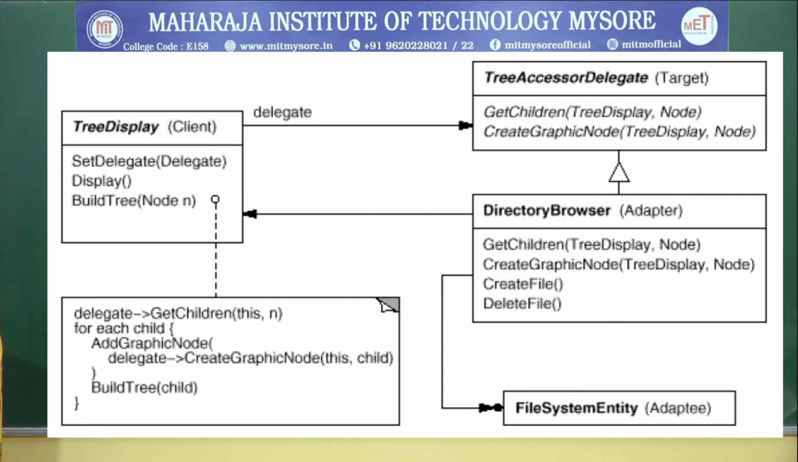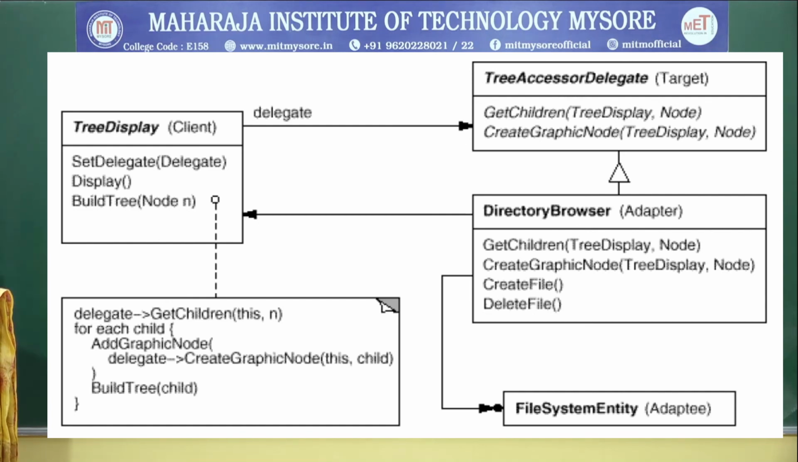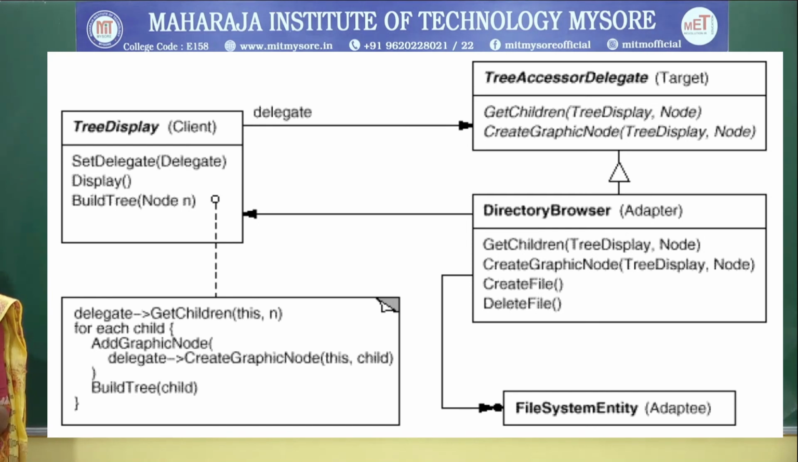And in the same way, with the tree display you can see a delegate arrow, which delegates to a tree accessor delegate. That is the target, and within that you have the methods get children and create graphic nodes. Get children is going to display the number of children present, and create graphic node is going to first display the contents present, and if you want you can go on adapting the graphic nodes to a tree.